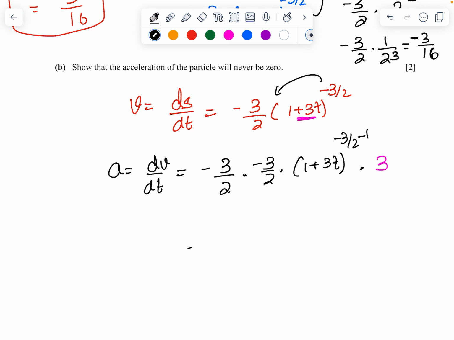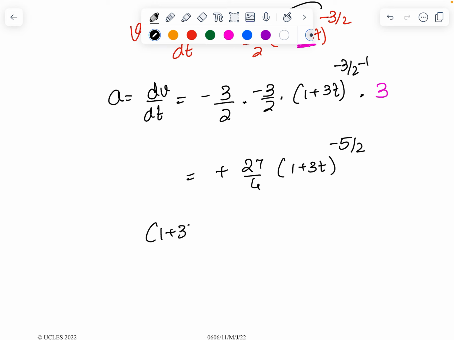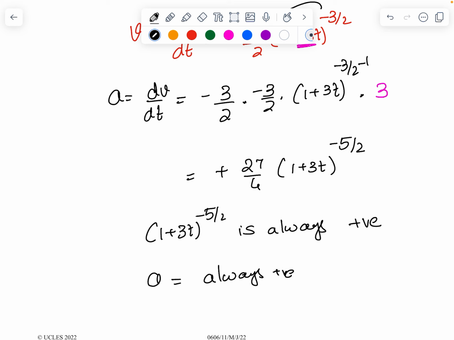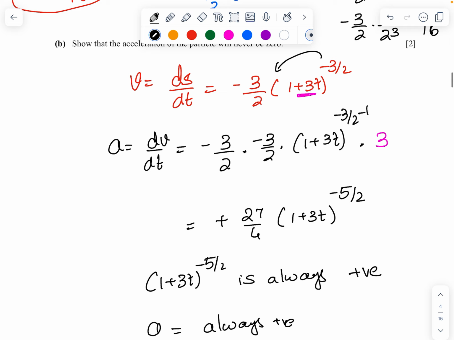So what does that become now? Plus 27 upon 4, 1 plus 3t whole to the power of negative 5 by 2. Now we know that 1 plus 3t whole to the power of negative 5 by 2 is always positive. So therefore acceleration is also always positive, and it can never be zero. That's going to be the answer for question number 2.